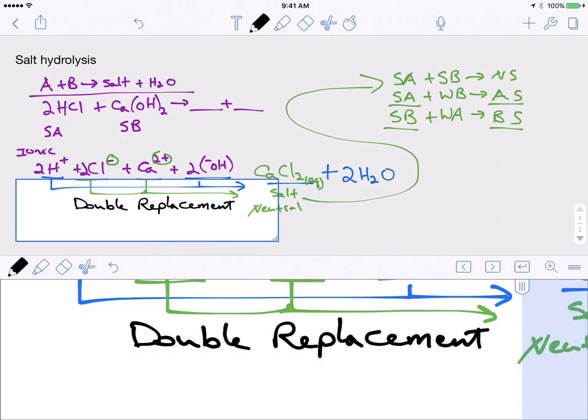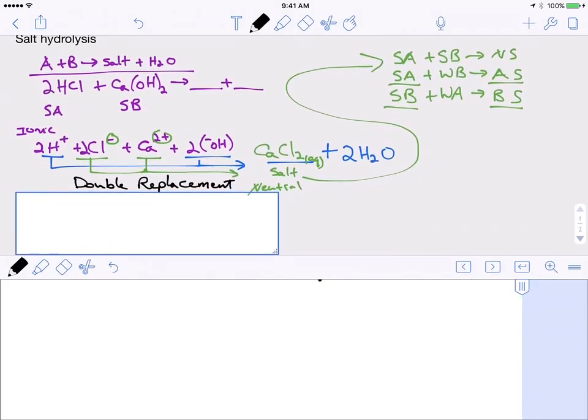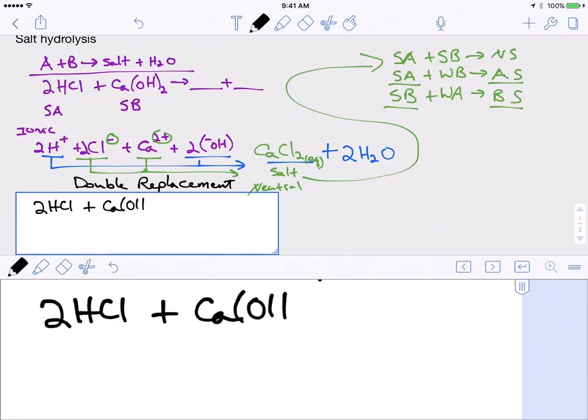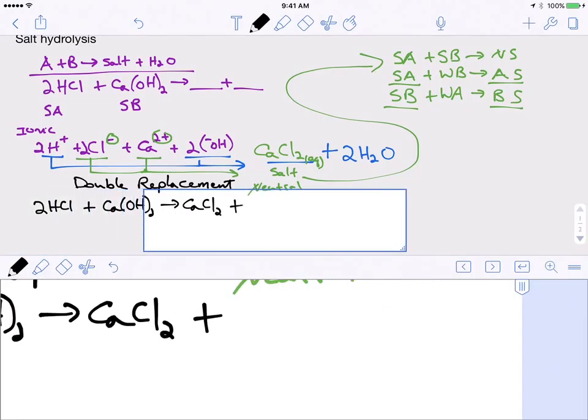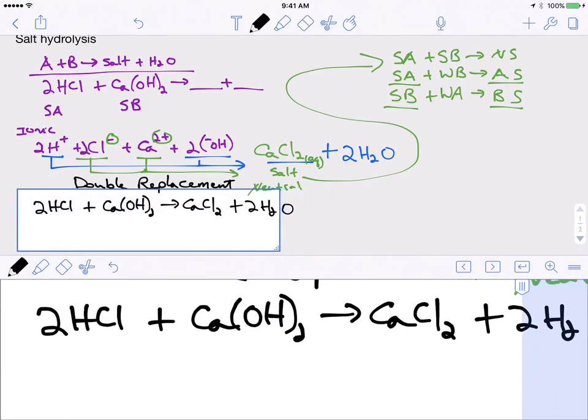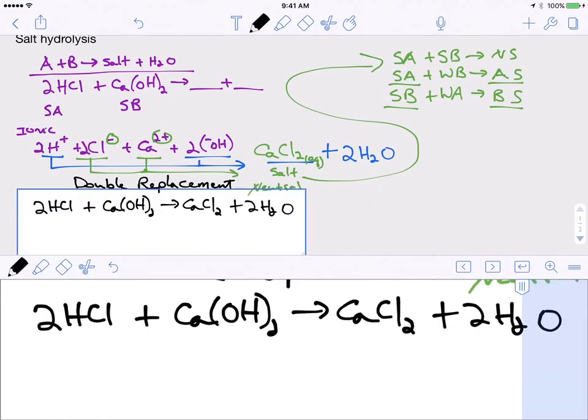Okay, excellent. So overall, let's write the entire thing over again. 2HCl plus calcium hydroxide yields calcium chloride, a neutral salt, plus 2H2O. Sweet. Here we go.